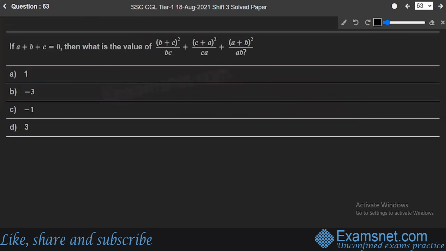Question number 63. If A plus B plus C is equal to 0, then you have to find out the value of the given expression.